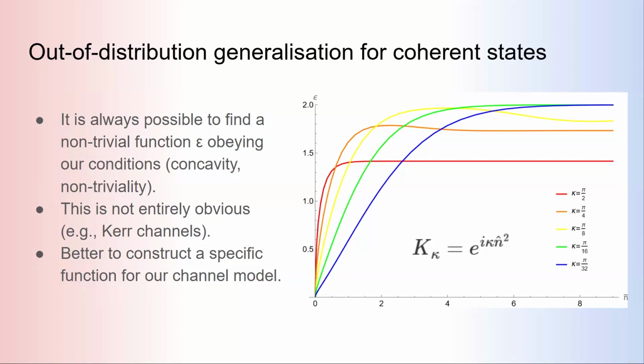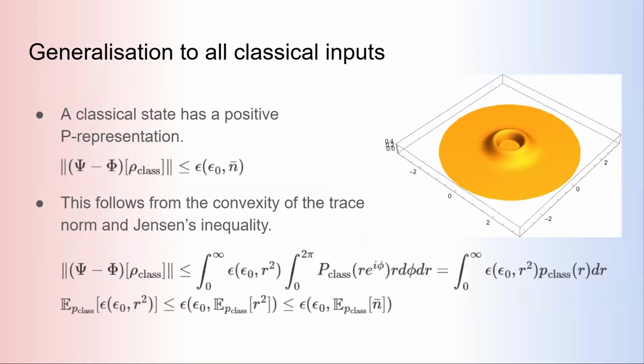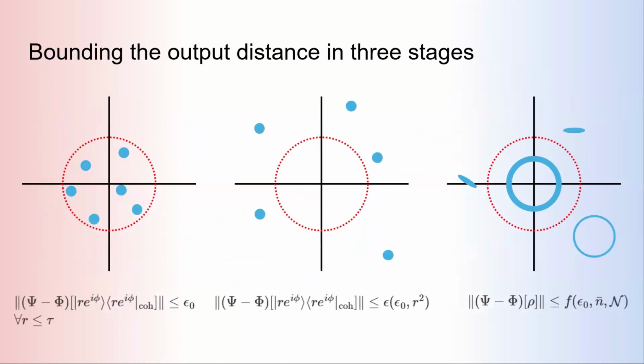Okay, I'm going to move on now to generalization to different types of states. We've now done this part, so we've said that this part is always doable. Now I'm going to say, given that we have this part, what can we do here?